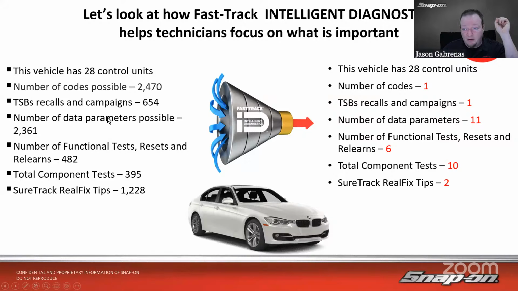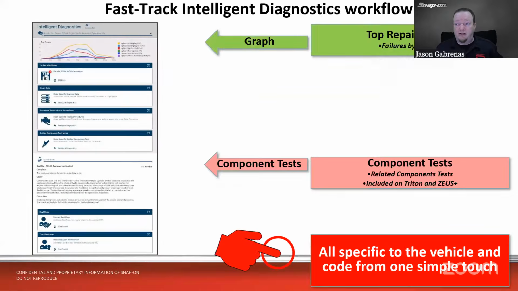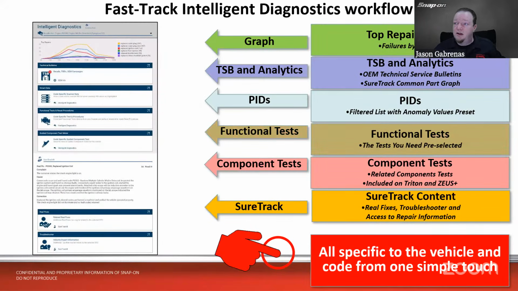I don't care about all this other stuff over here. I care about what pertains to that code, right? And if you remember that page we looked at before, it expands upon that, right? So it gives us all this information right on the screen. So we have our top repairs graph, our TSBs, PIDs, functional tests, component tests, SureTrack content, all specific to the vehicle, and the code, with one simple touch of the code, right?